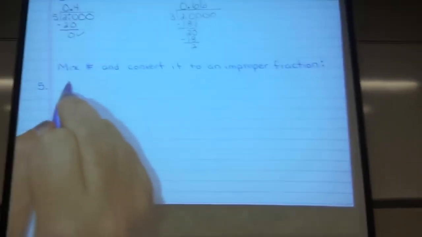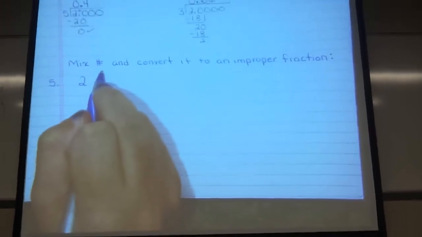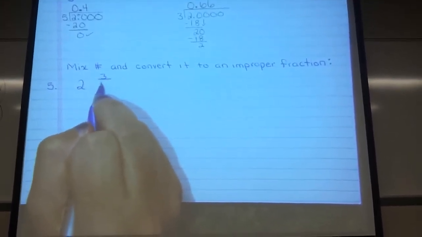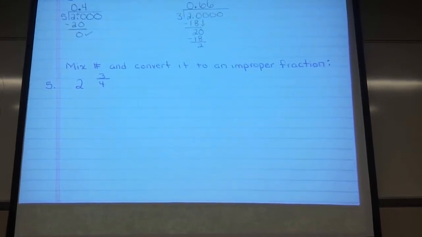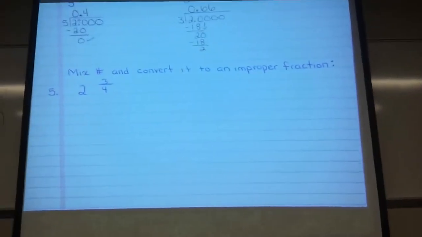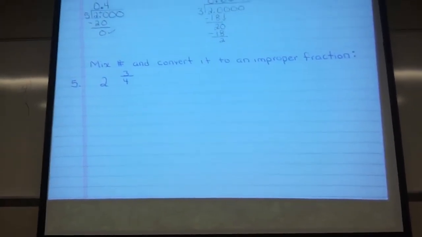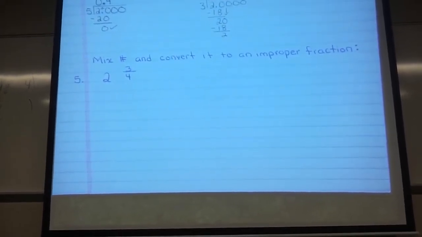Say we have 2 and 3/4. 2 and 3/4. Now, before you start anything, the one thing that I notice is people forget what goes in the denominator.